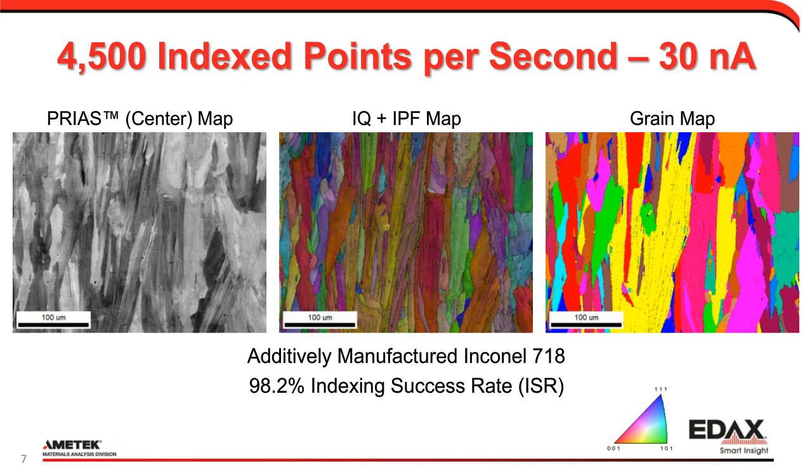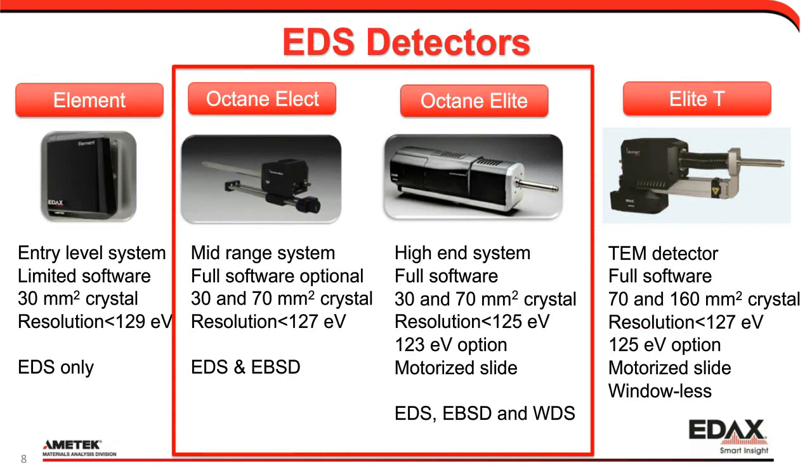On the EDS side, we have a number of detectors that are also designed to be very efficient. So we have our Element detector, which is our entry-level system. That's there on the left. On the right, we have our Elite TEM detector. I'm going to focus on the two in the middle, the Octane Elect and the Octane Elite. These are both detectors that are designed to work in integrated EDS and EBSD systems. The Elite can also be integrated with a WDS system. So these are EDS detectors that really combine well for efficient EDS detection, but also efficient simultaneous operation. So I'm going to go through a little bit of why that's the case.